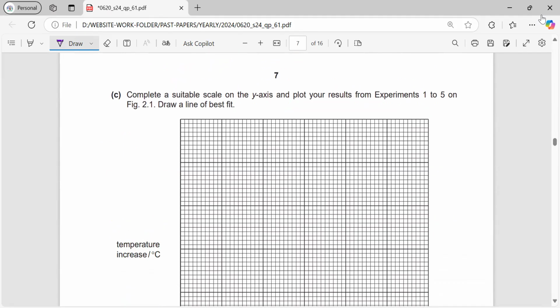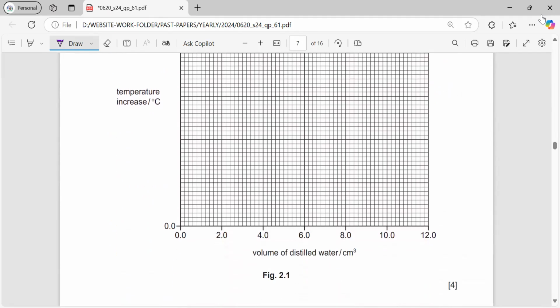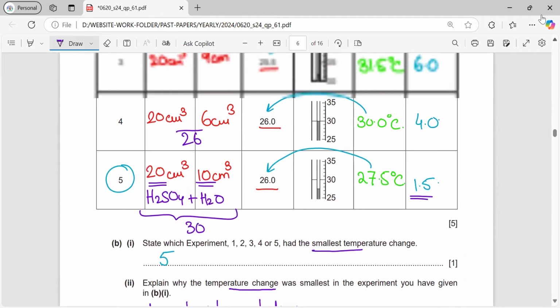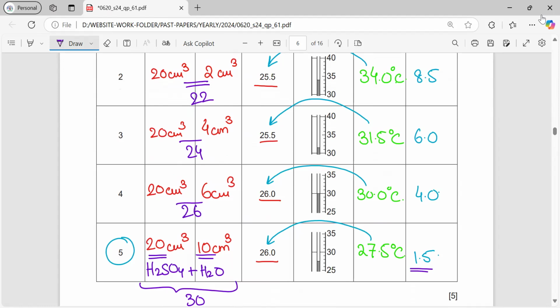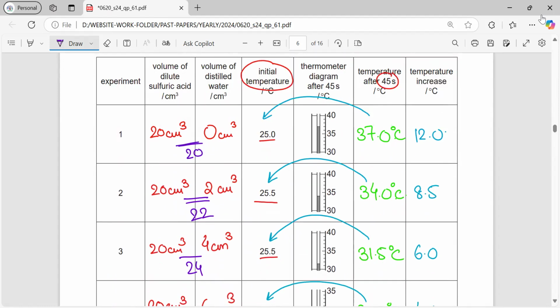Draw a suitable scale on the x-axis and plot your results from experiments 1 to 5 on figure 2.1. Draw a line of best fit. Now we have to plot the graph. The scale of the x-axis for the volume of distilled water is already taken: 0, 2, 4, 6, 8, 10, 12. Now we have to take the y-axis scale with the increase in temperature. As we can see, the increase in temperature starts from 1.5 and goes till 12.